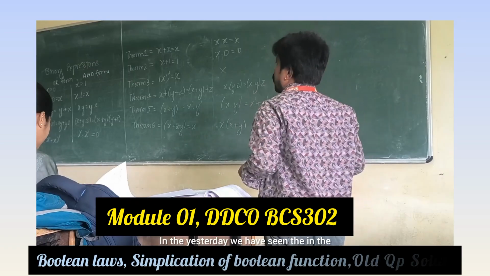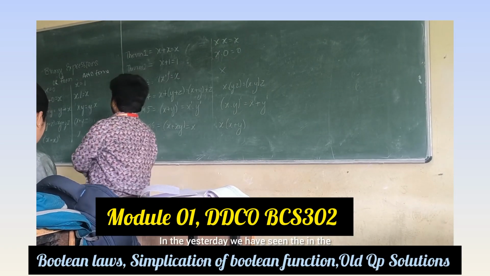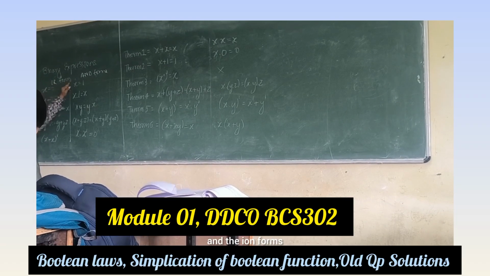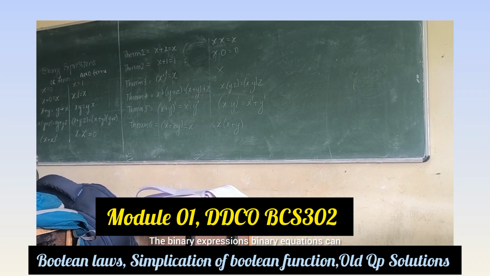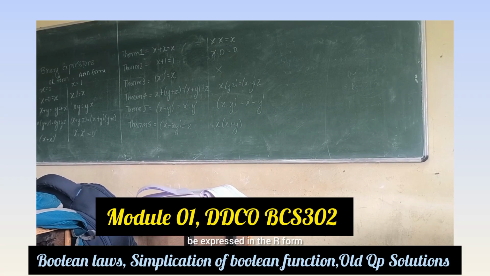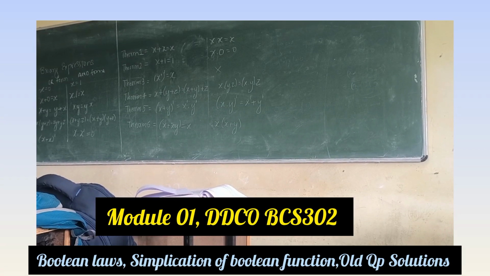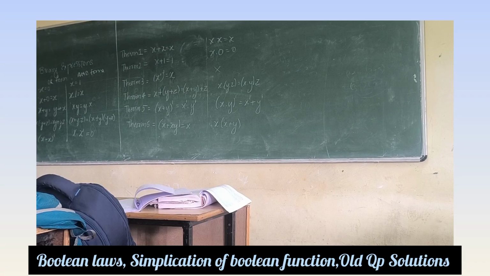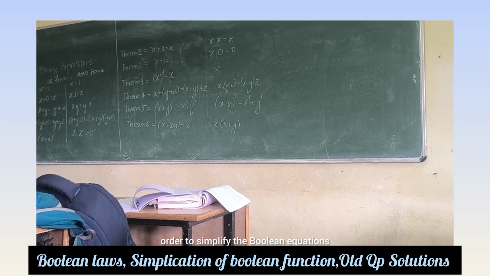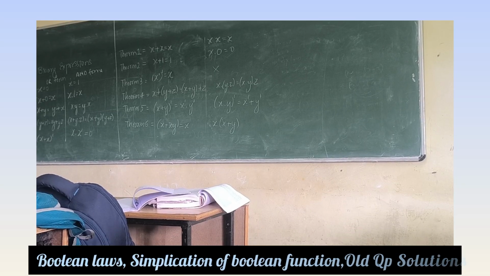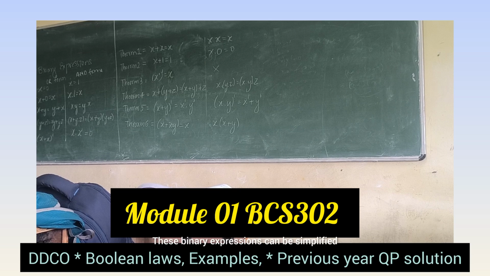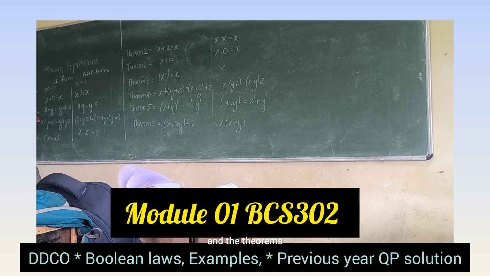Okay, yesterday in the last lecture we saw the binary expression for the OR form and the AND form. Binary equations can be expressed in the OR form and AND form also. Then we have some postulates and also theorems. In order to simplify the Boolean equations, we go with the binary expressions. These binary expressions can be simplified with the Boolean postulates and the theorems.